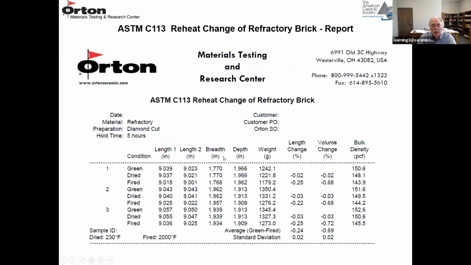And this is a typical report, and it looks like this refractory was actually an unfired castable. So there's actually 3 measurements here: green as cast, after drying, probably about 230 degrees F, and then fired at 2000 degrees F. So you get 2 permanent reheat changes here, from green to dried and green to fired. You can see the green to dried is a small shrinkage, maybe 0.02%. And then the fired is a little higher, 0.25, and that's linear, and that's volume. And then you can see there's a bulk density change. Because it's a castable, you're driving off chemically and physically held water, so it's going to become less dense, even though it's shrinking a little bit.